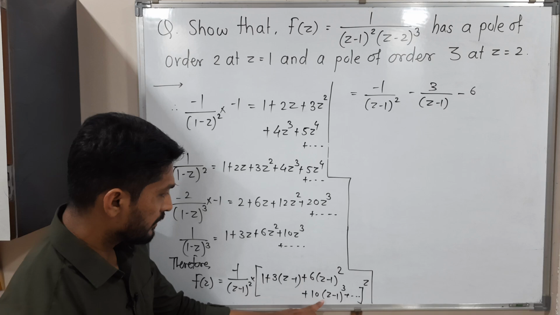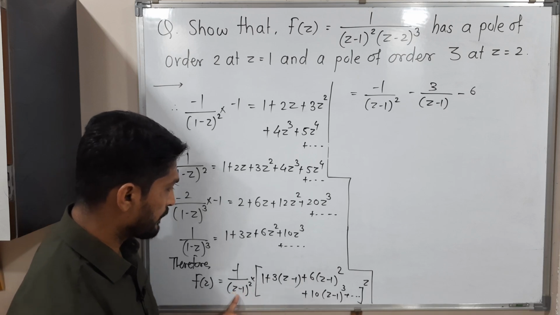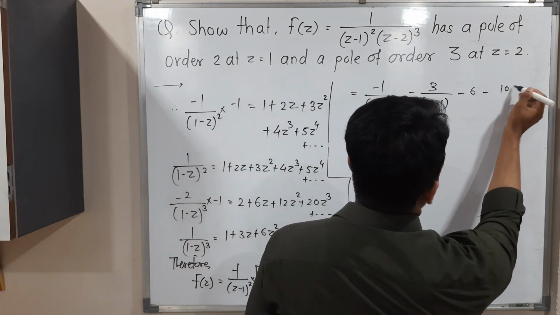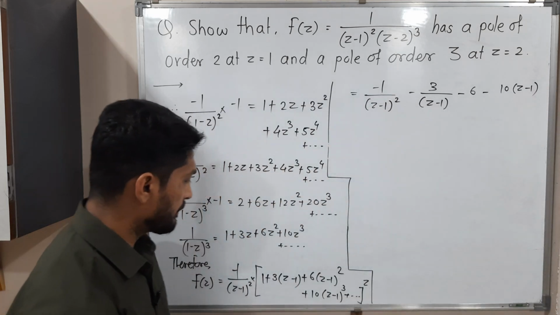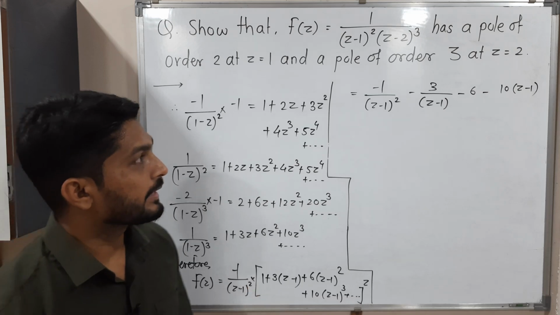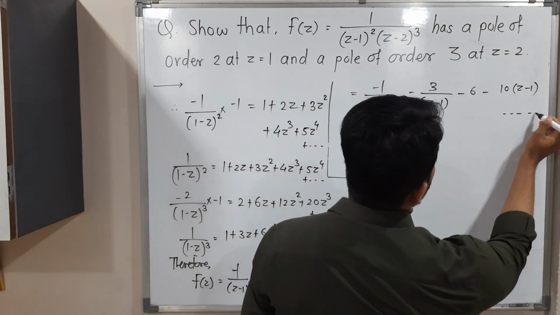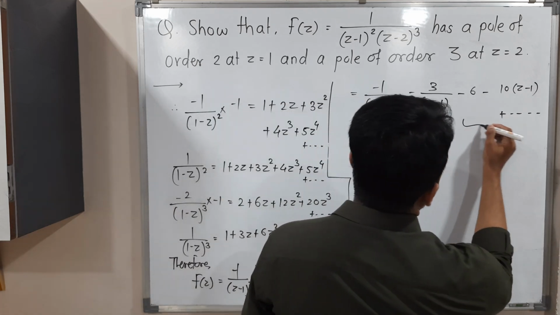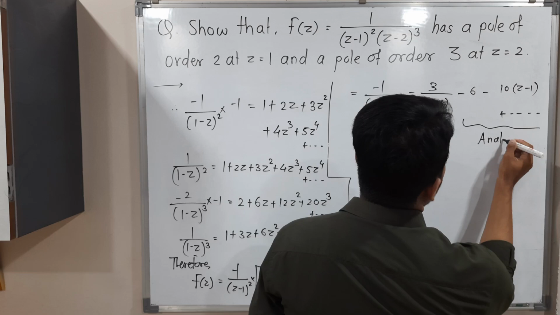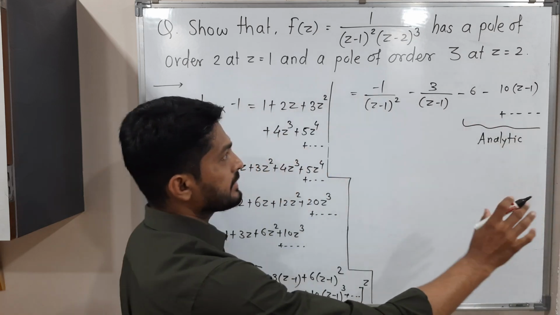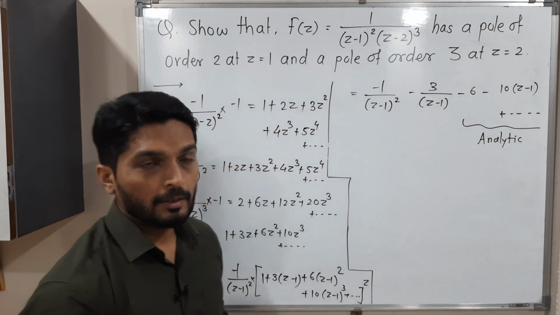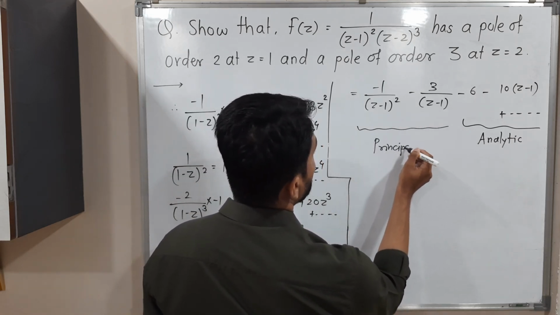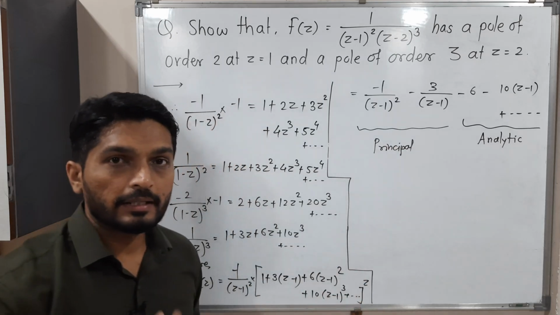Let us multiply the fourth term by this one. So we will get, my z minus 1 square will get cancelled and minus 10 into z minus 1. Am I right? Yes. We will get this and so on. Here, this is the analytic part of this Laurent expansion, since that bracket appears in the numerator, and this is the principal part of this Laurent expansion because that bracket appears in the denominator.